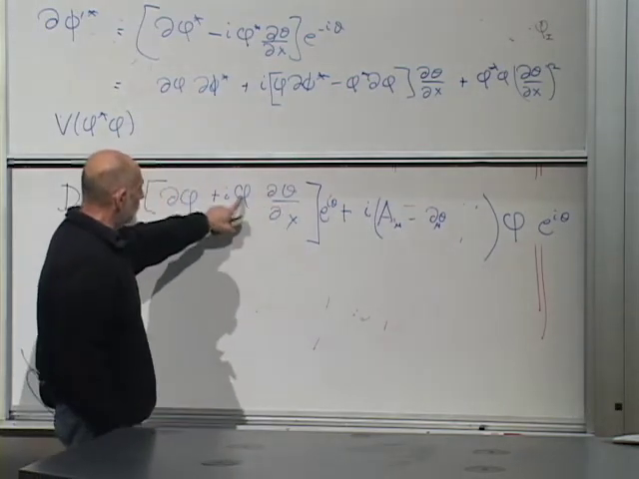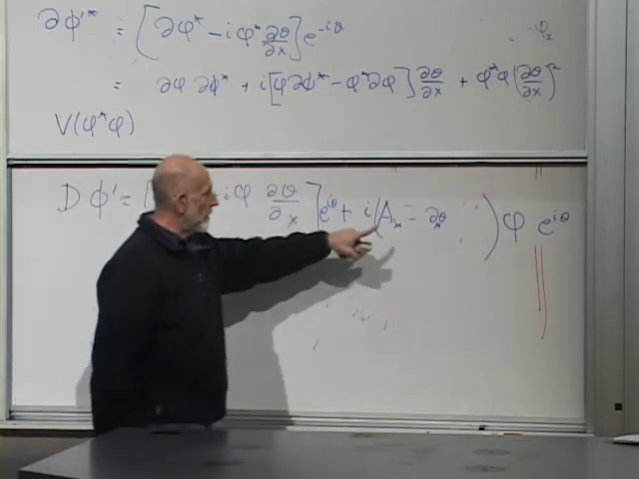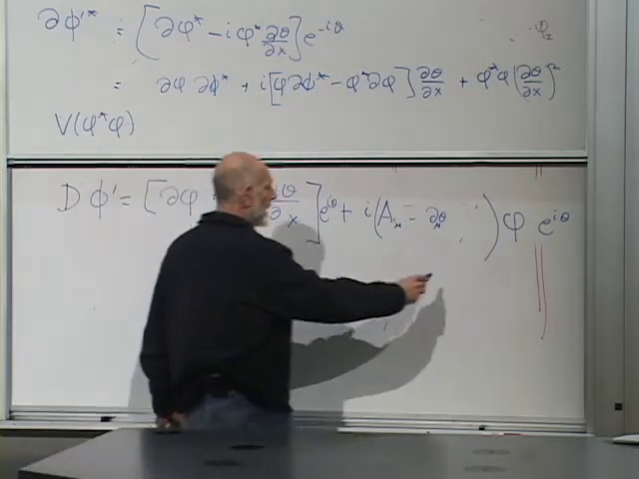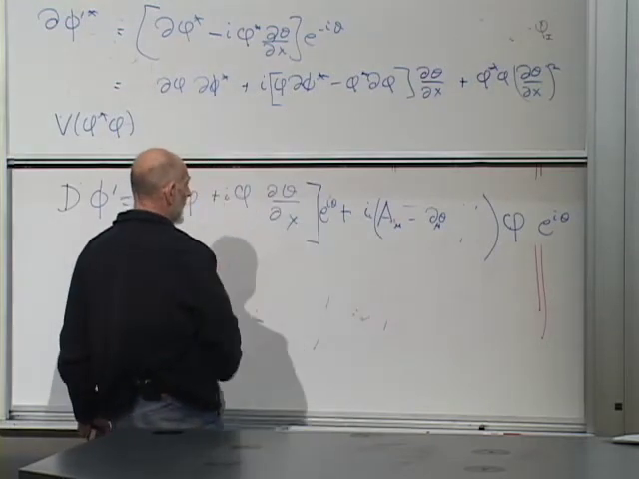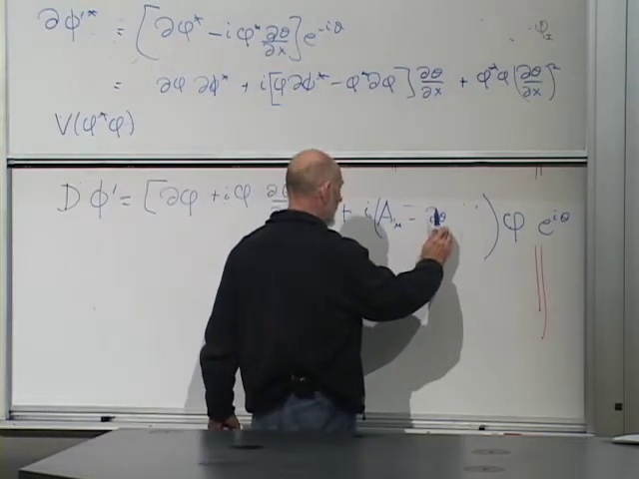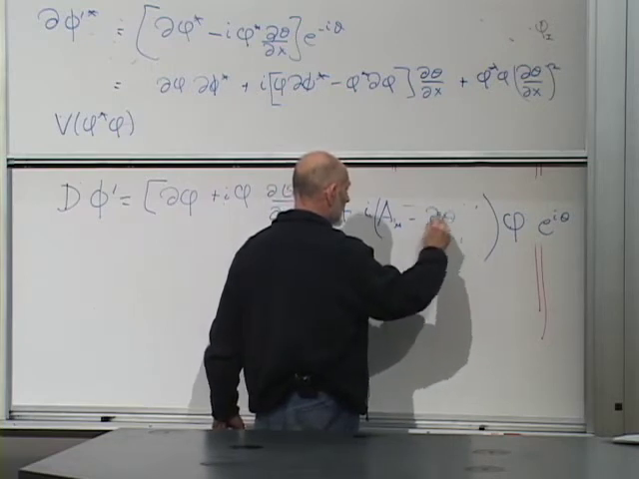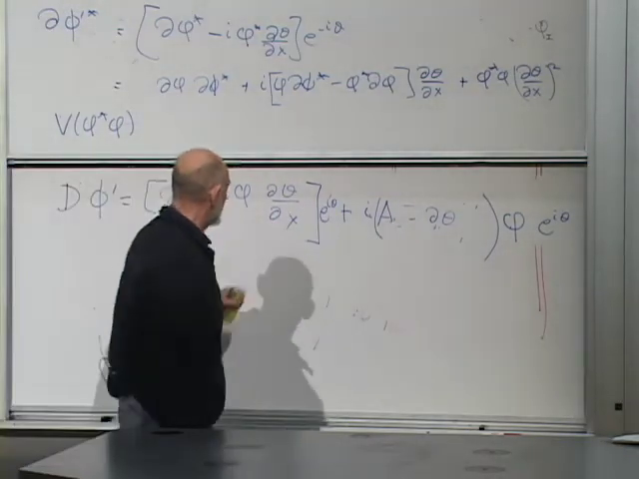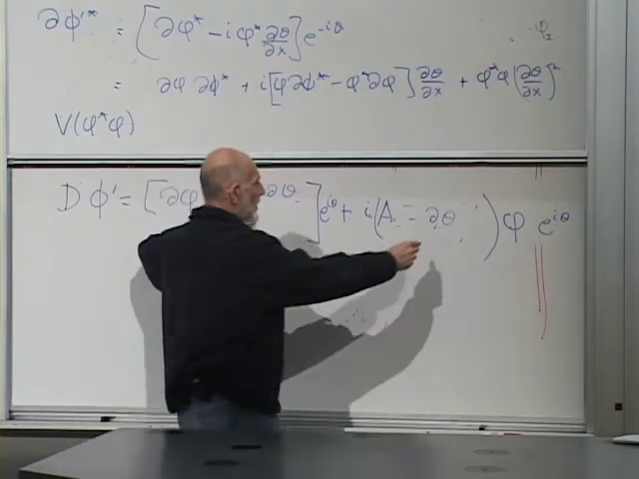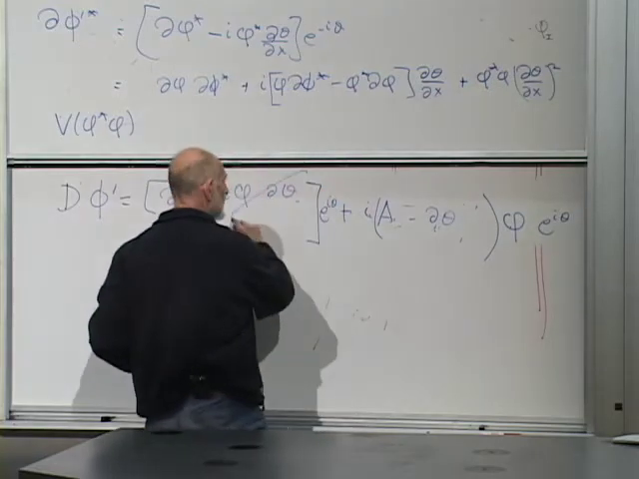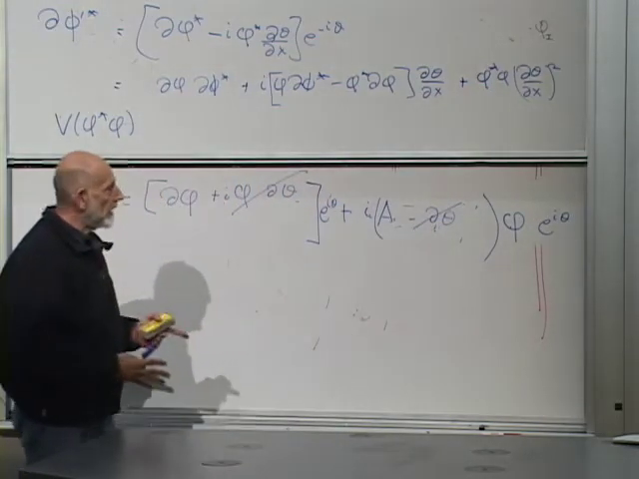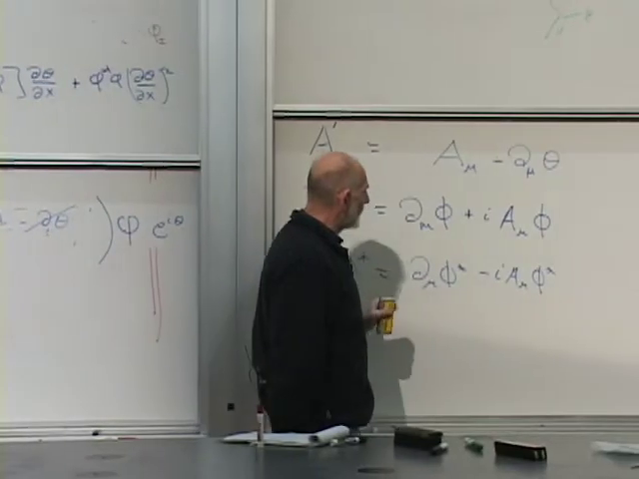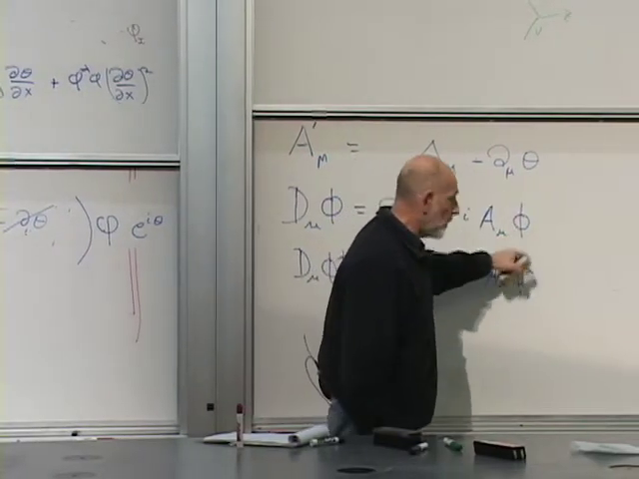One term coming from the transformation of the derivatives of theta, and the other term coming from the transformation of A. Notice they're exactly the same, I hope. Here we have i phi, e to the i theta, and d theta by dx. Just get rid of all the mu's. So this term and this term, just derivative of theta, are exactly the same. They cancel. We succeeded in playing off the transformation properties of the derivative with the transformation properties of A, causing the extra term to cancel.